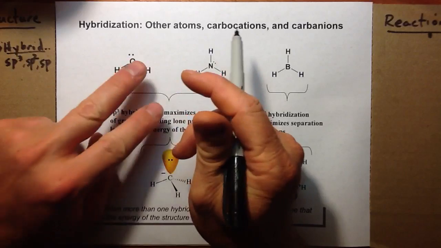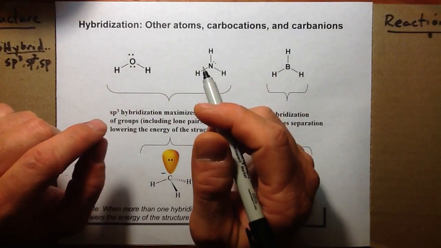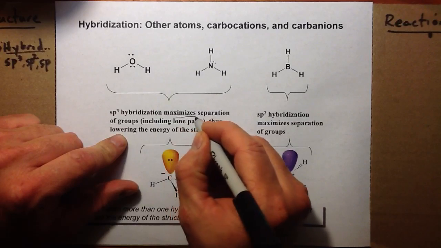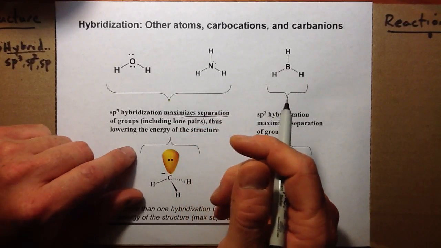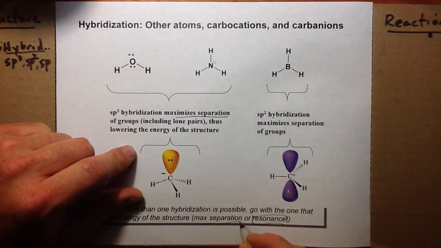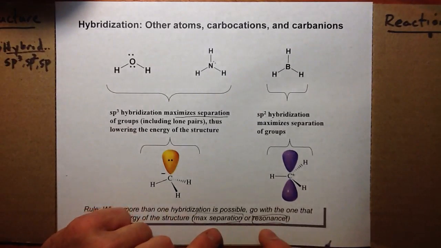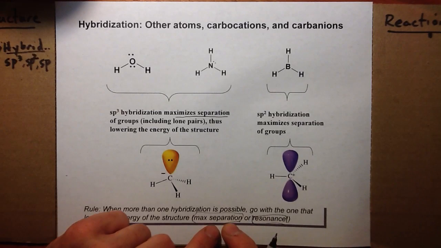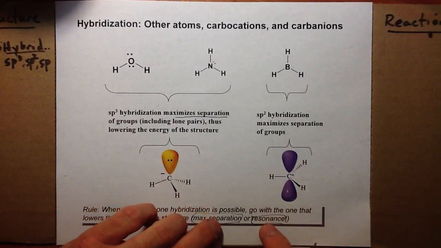So oxygen has just 2. So what we have to look at is 2 considerations. Either it's maximum separation that lowers the energy of the structure, or resonance. Really we're going to be pitting these 2 against each other, and if you have to pick one as lowering the energy of the structure, always go with resonance. Maximum separation is trumped by resonance, and in the next presentation we're going to introduce resonance.